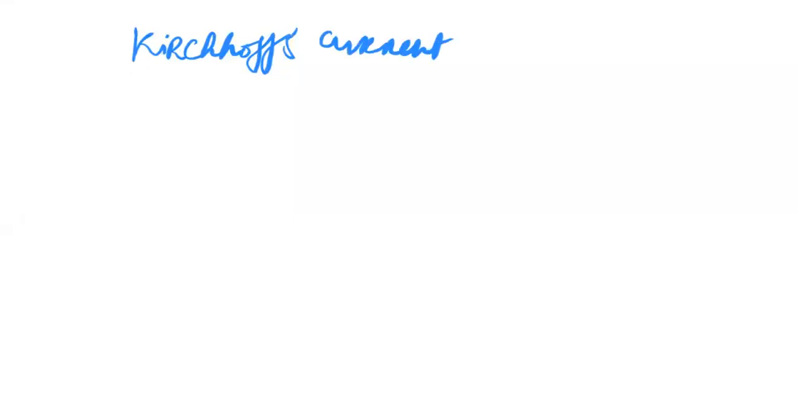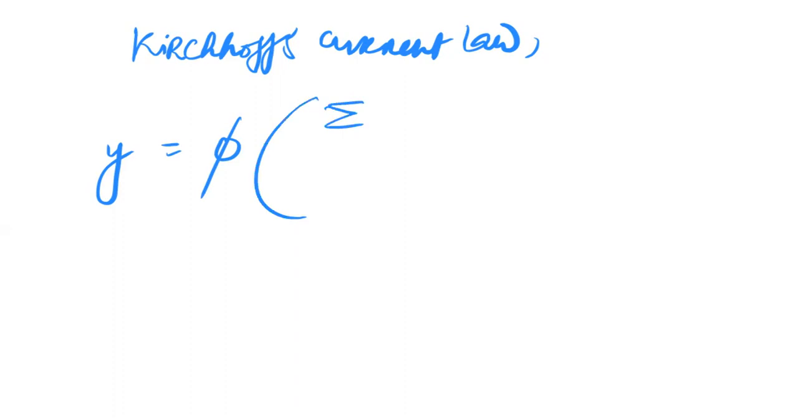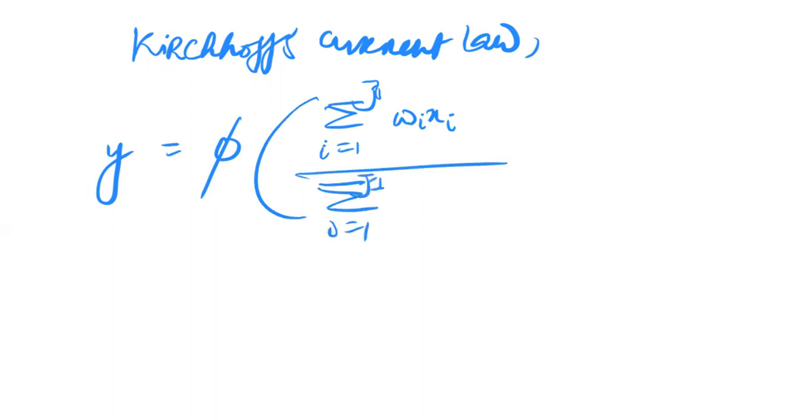Let's create another sheet. Here, according to Kirchhoff's current law, the output voltage, which is your Y, is equal to your activation function applied to the sum, i from 1 to J1, of W of I, X of I, divided by the sum, i from 1 to J1, of W of I, minus theta, which is your bias. So that's the output voltage of your neuron.